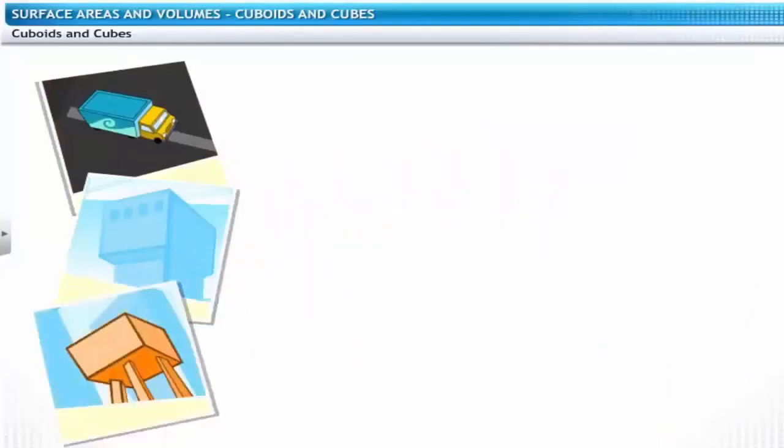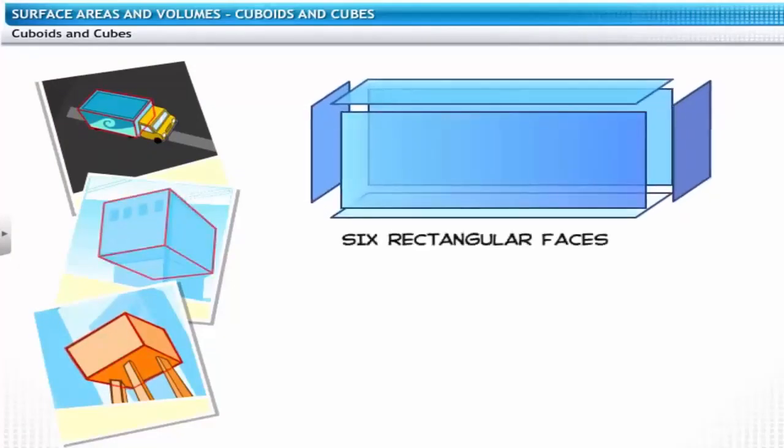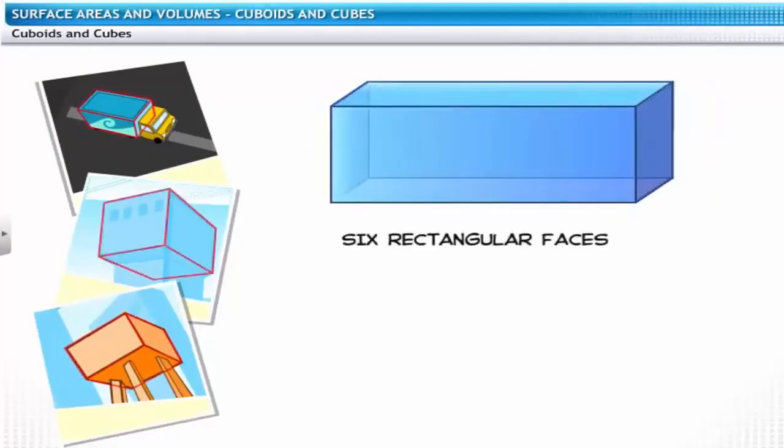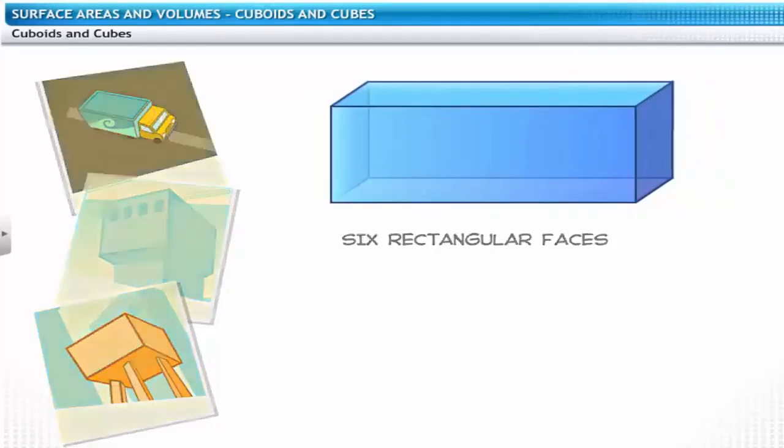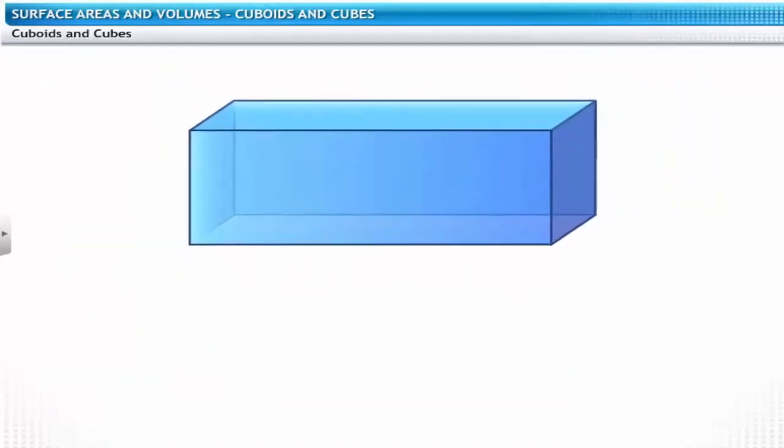Let's look at the objects seen in these pictures. Each of these objects have 6 faces that are rectangular in shape. Such objects are called cuboids.